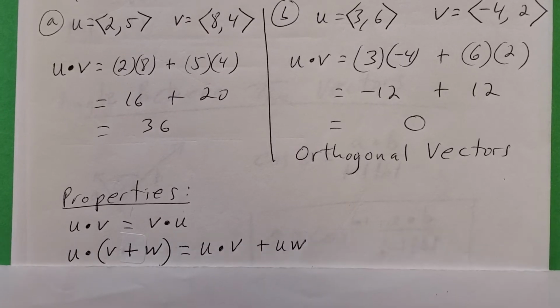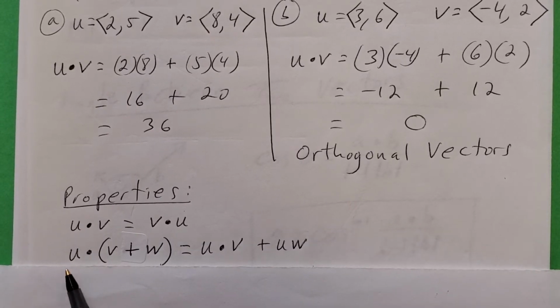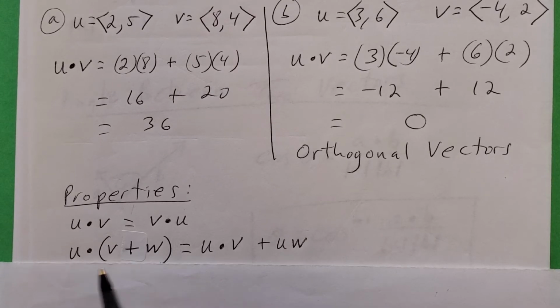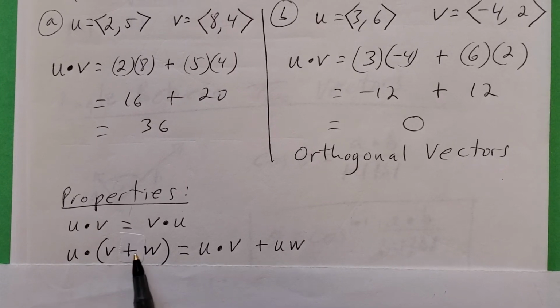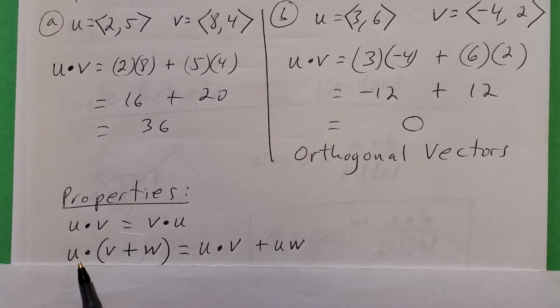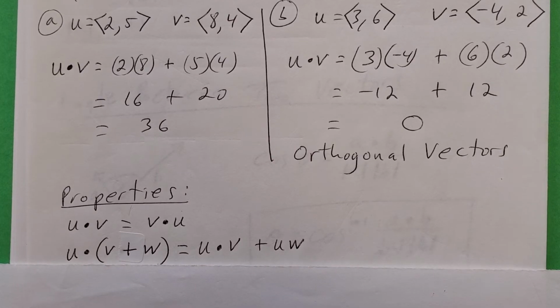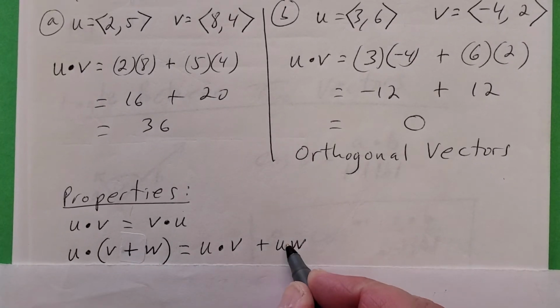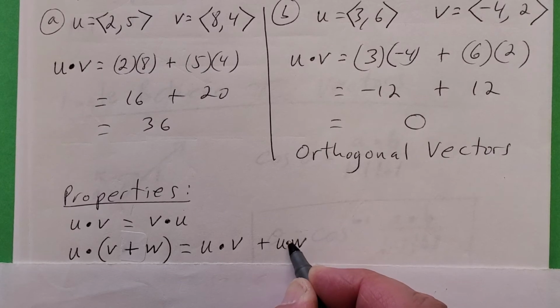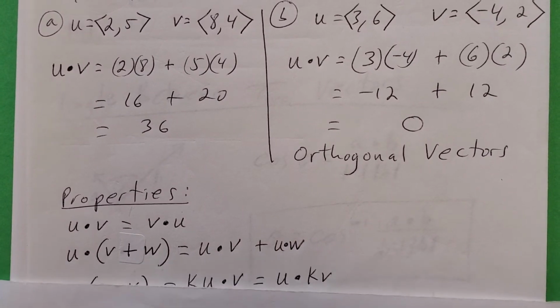What else can you do? Well, if you have a vector and the sum of two other vectors, and you want to find the dot product, it's just like distributing. It's U dot V, do all of that, and then U dot W, do all of that, and then you add those two answers.